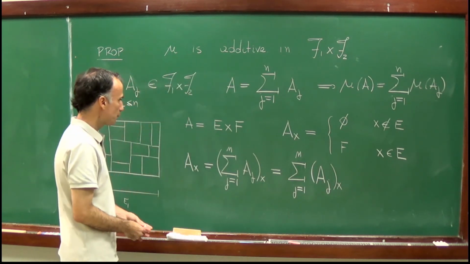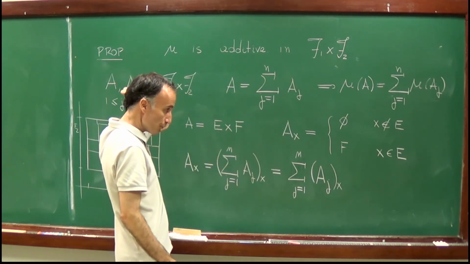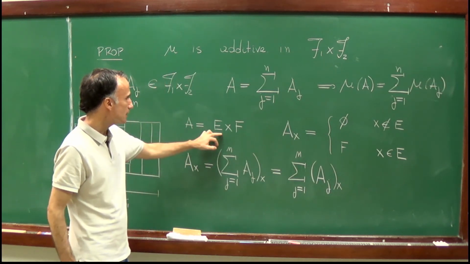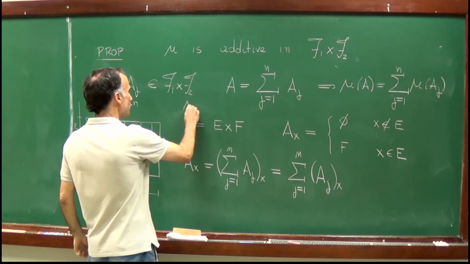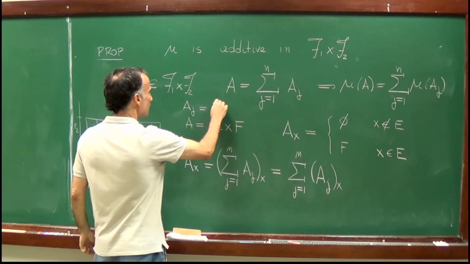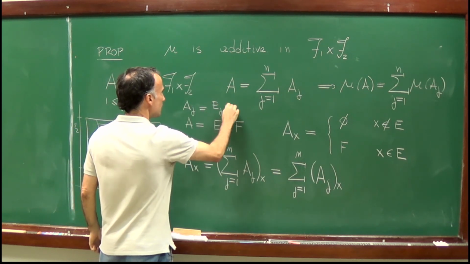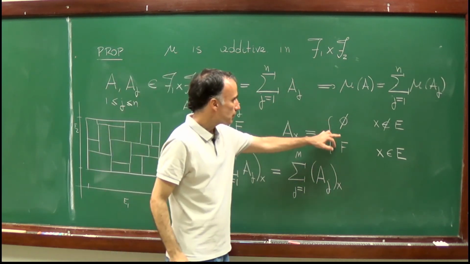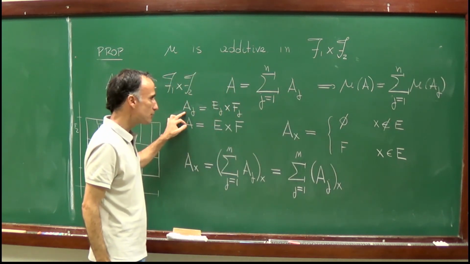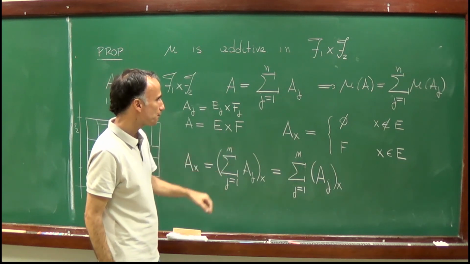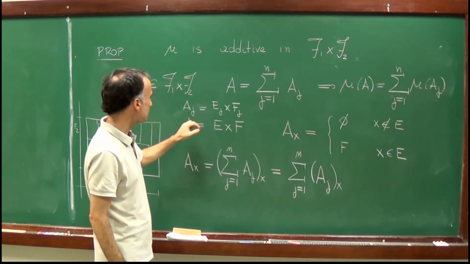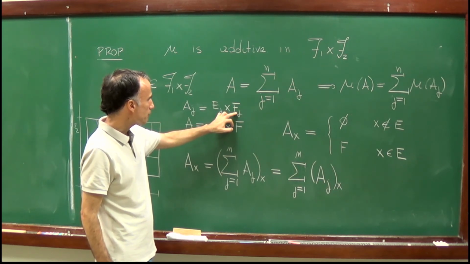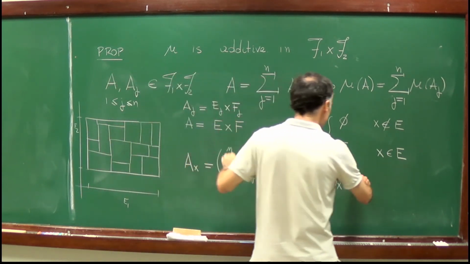So now let's go back to our formulation. So I wrote A as E times F. Now I will write A_j as E_j times F_j. And I have a similar formula for the cross-section at x. The cross-section at x of A_j, it's either F_j if, so let me write that.